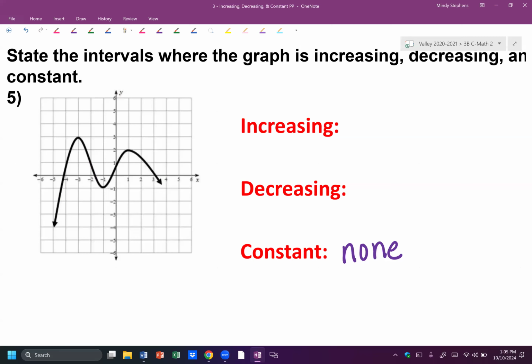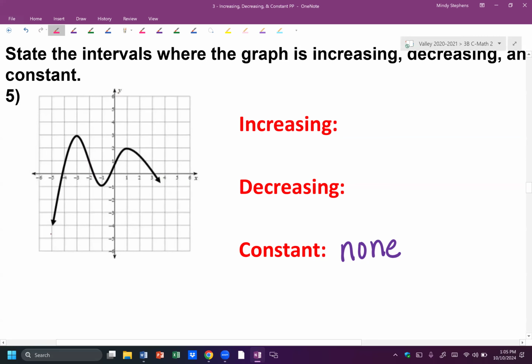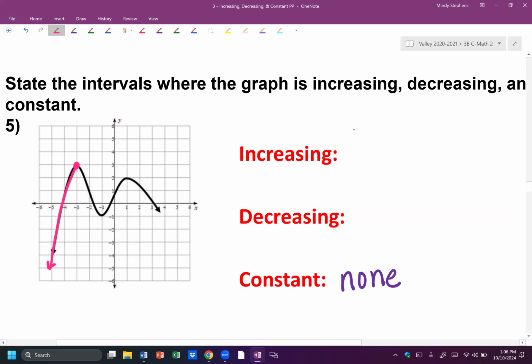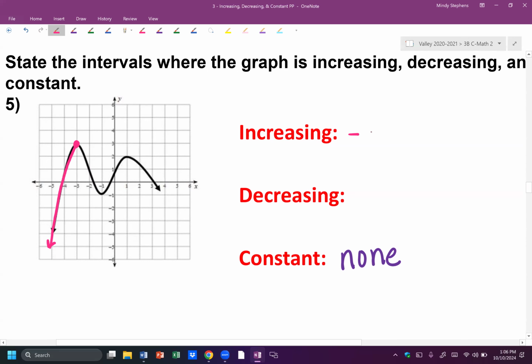So let's start on the left, and it's increasing first from here till you get to the very top. Right there is where it stops increasing. But the arrow's on the other end. So it increases from forever to the left. So it's increasing from negative infinity. And it increases until it gets to that top number. But remember, we're always using the X number. So your line goes up and down. So that passes through -3.